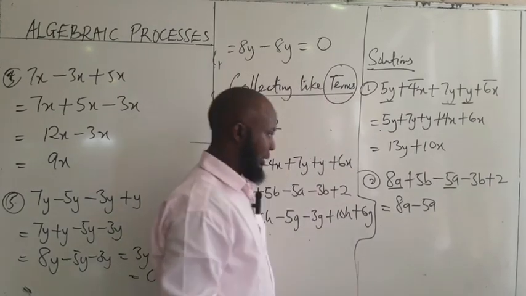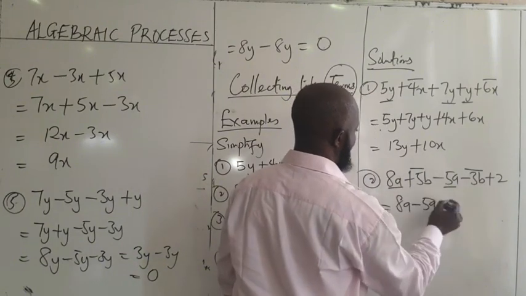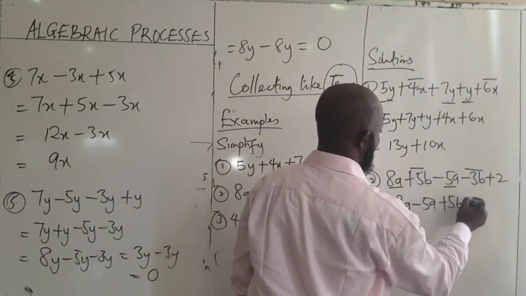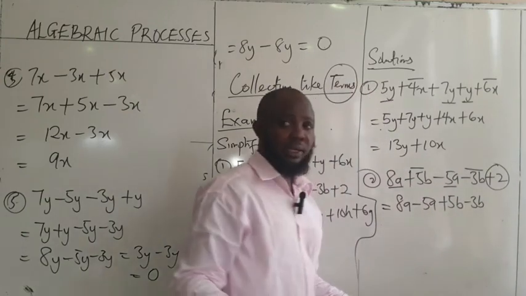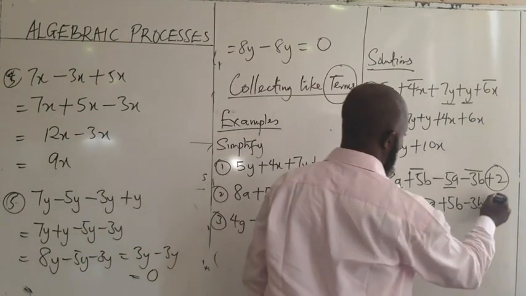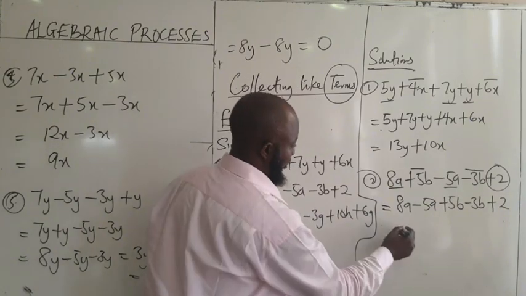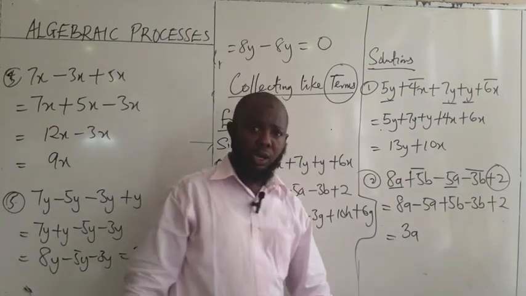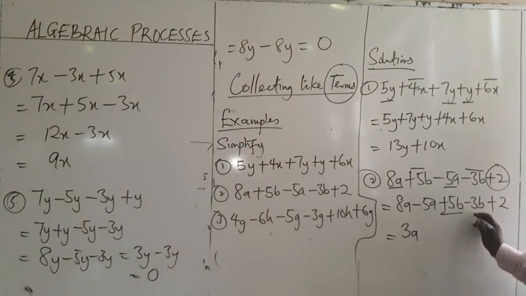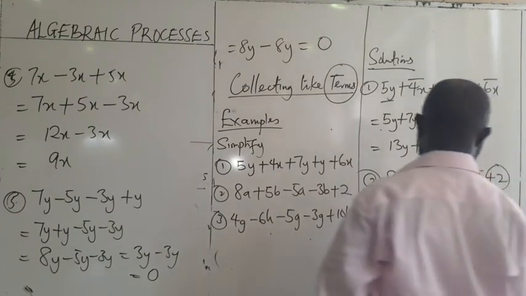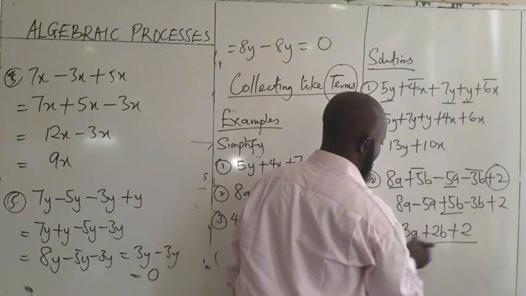Then we are done with it. We've collected all the a's. Then it remains b. So this and this, they are b's. So this is plus 5b, then minus 3b. You can see 2 is standing alone, so it has no partner. Is that clear? So we just put plus 2 there. Alright, so in that case, 8a minus 5a gives us 3a. All this is very clear? Alright. Then 5b minus 3b, that's 5 minus 3. That's going to give us plus 2b. Then plus these 2. That gives us the answer.